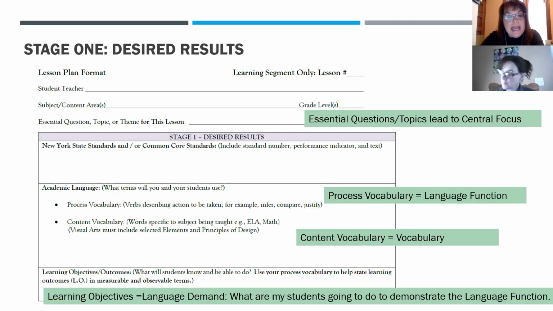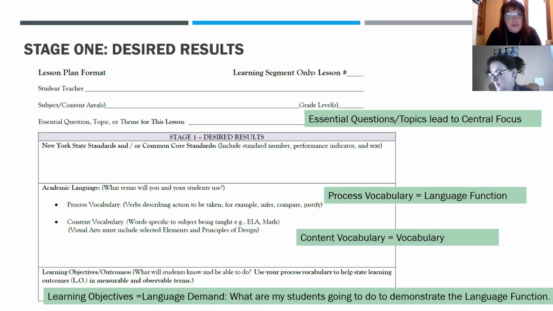The language demand is how they're going to do it, right? So my students are going to compare and contrast the Iranian Revolution and the French Revolution through a Venn diagram, right? So my students are going to create a Venn diagram to compare and contrast the French Revolution and the Iranian Revolution, right? So the language demand is what you're asking them to do. You're asking them to create a Venn diagram. The language function is the process vocabulary.